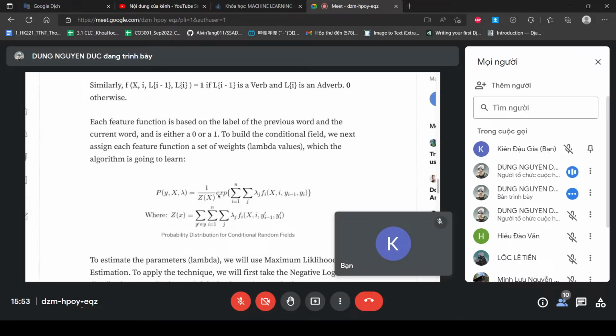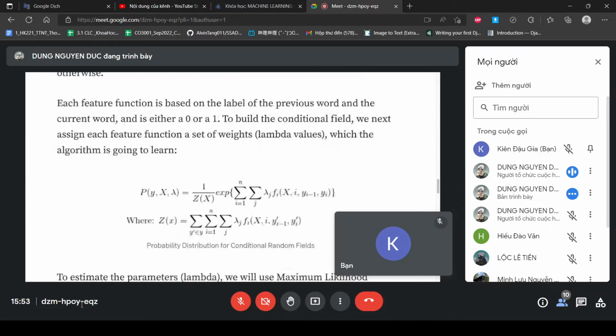It's going to be the exponential function. Here, exp is the exponential function. It's going to be the exponential function of the sum over i and the sum over j of those feature functions. Well, the role of the feature function, as I mentioned, is to define the relationship between two consecutive hidden states, y(i-1) and y(i). Okay, so when you take the sum over j, what do you have? You have the sum over all the features you have.